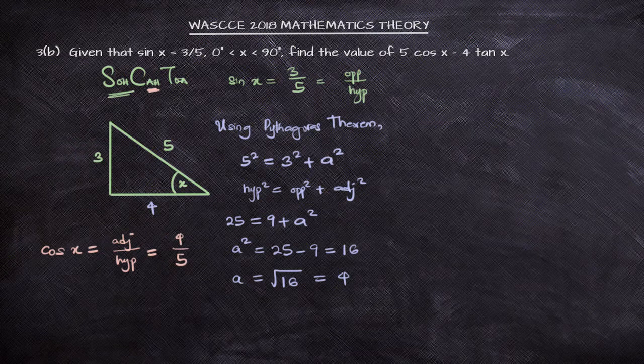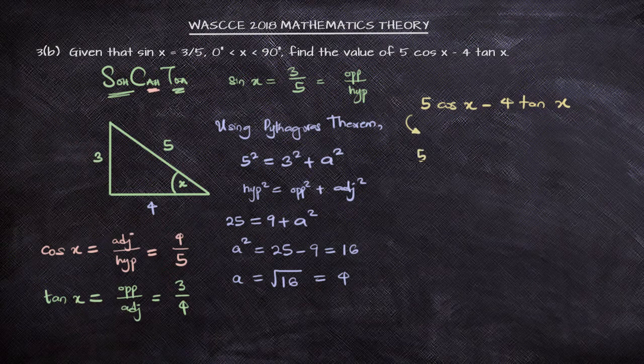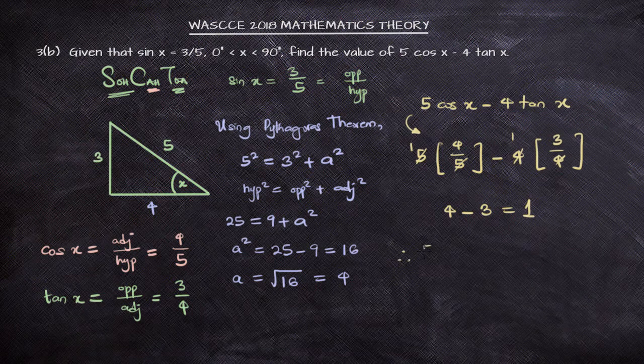Tan x is opposite over adjacent, and the opposite is 3, the adjacent is 4. Knowing these values, we can plug into 5 cos x minus 4 tan x as requested in the question. Now we have 5 times cos x, which is 4 over 5, minus 4 times tan x, which is 3 over 4. The 5 cancels 5, and the 4 cancels 4, so that we have 4 minus 3, which is equal to 1. Meaning that 5 cos x minus 4 tan x is nothing but 1. And that's the solution to our problem.